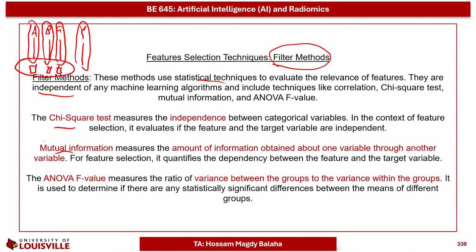Mutual information measures the amount of information obtained about one variable through another variable. In our context here, it quantifies the dependency between the feature and the target variable. And the ANOVA value measures the ratio of variance between the groups to the variance within the groups. It's used to determine if there are any statistically significant differences between the means of different groups. By using these techniques or other statistical techniques, the aim here is to get a score for each feature vector, sort them, and pick the number of features which are required by your framework.